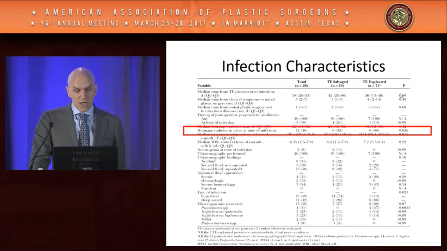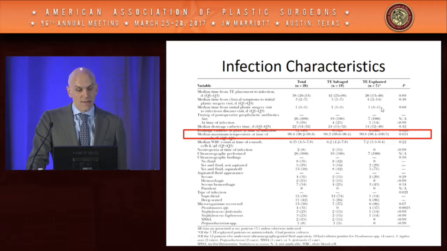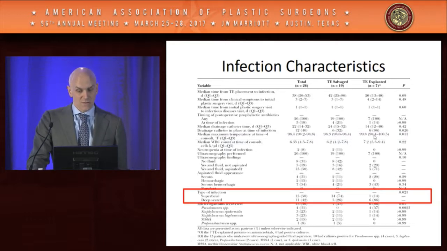Looking at some of the infection characteristics, if you look at the median time for the onset of infection in those that were able to be salvaged, it was 42 days versus 20, so it's a little bit later in the patients who were able to be salvaged. Presence of a drainage catheter at the time of infection was statistically significantly associated with explantation of the tissue expander. Any systemic symptoms, in this case a temperature greater than 99.8, was associated with explantation. Then there was the type of infection, superficial or deep. Superficial was simply redness in the absence of periprosthetic fluid, and deep-seated infection included periprosthetic fluid. Those who had fluid collections were more likely to end up having their tissue expanders explanted.